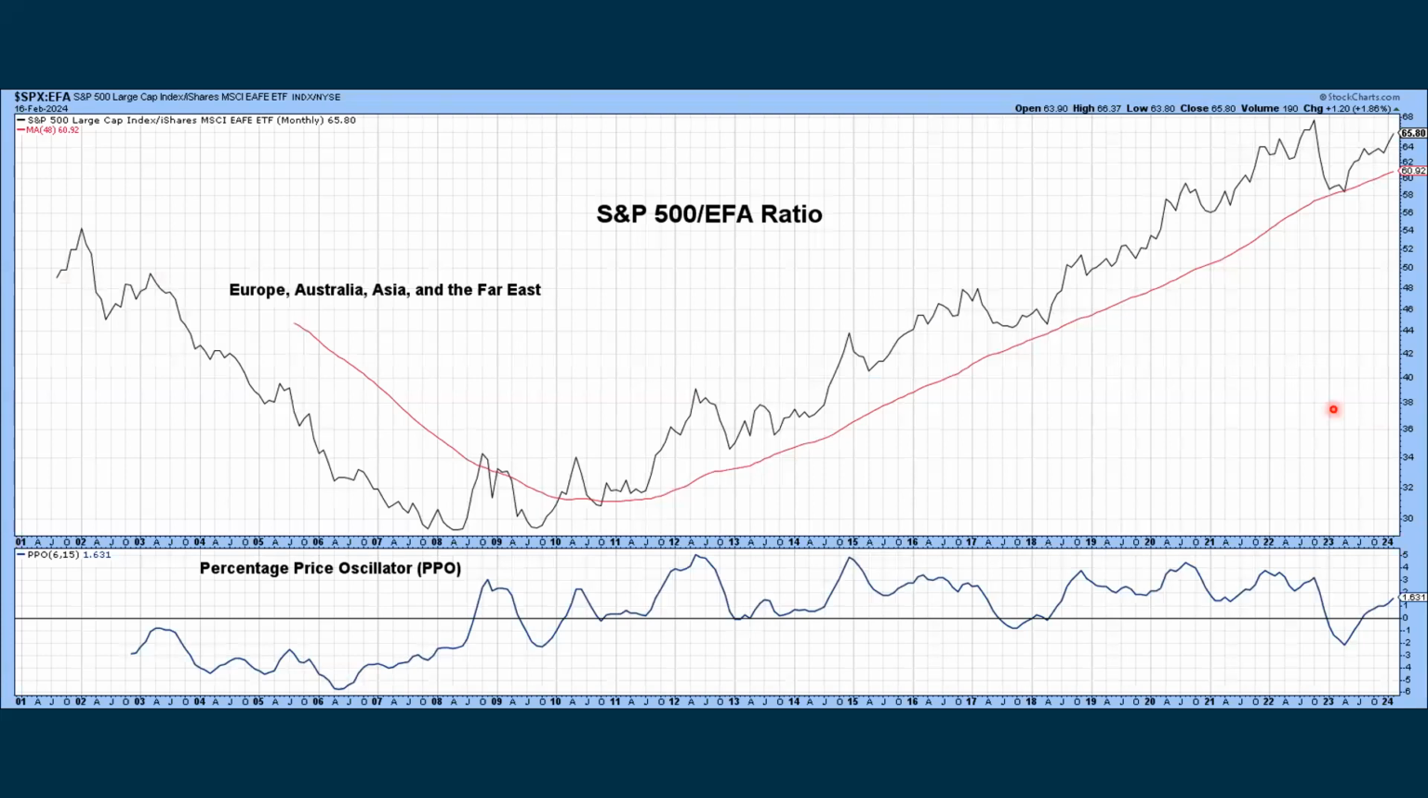And then we look at a monthly chart of the S&P 500, and with a ratio of stocks in Europe, Australia, Asia, and the Far East. When we're above this red line, that means the S&P is outperforming and we're continuing to go up. We can also look at the percentage price oscillator, or PPO, and this is also continuing to go up. This just means that US stocks, or the S&P 500, is outperforming global stocks.